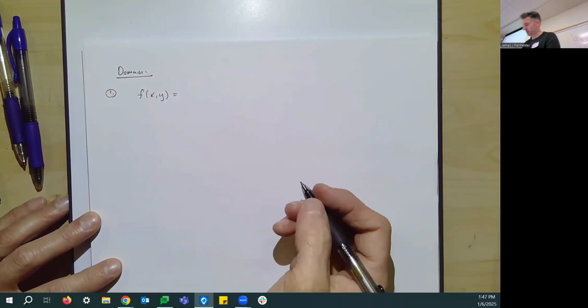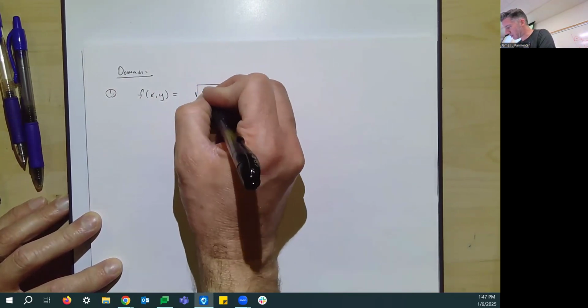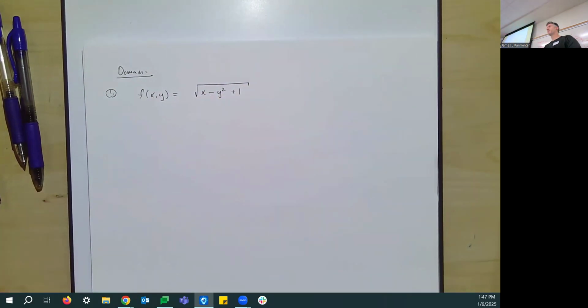Let's say we had f of x comma y equal to, I don't love that example, the square root of x minus y squared plus 1. Which looks kind of funky. But whenever you're talking about domain, there's a really easy starting place depending on what type of thing you have.